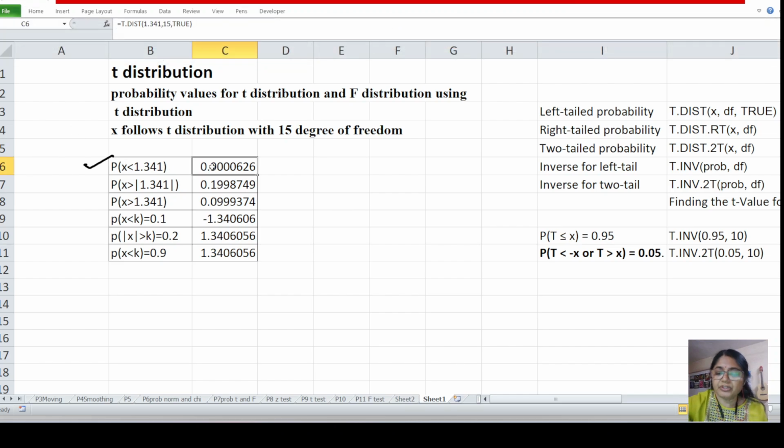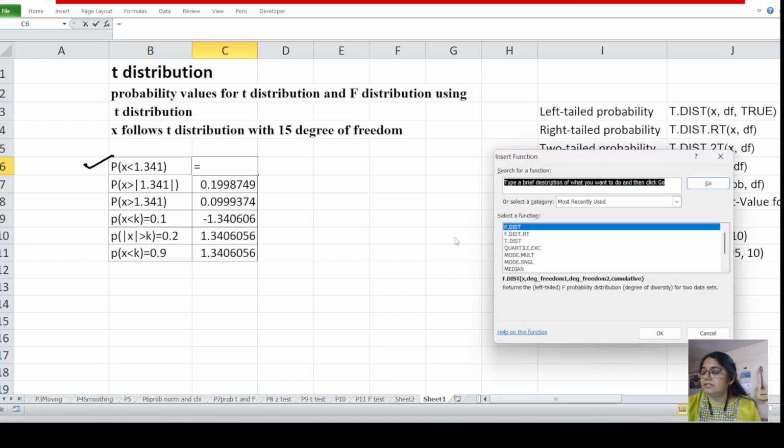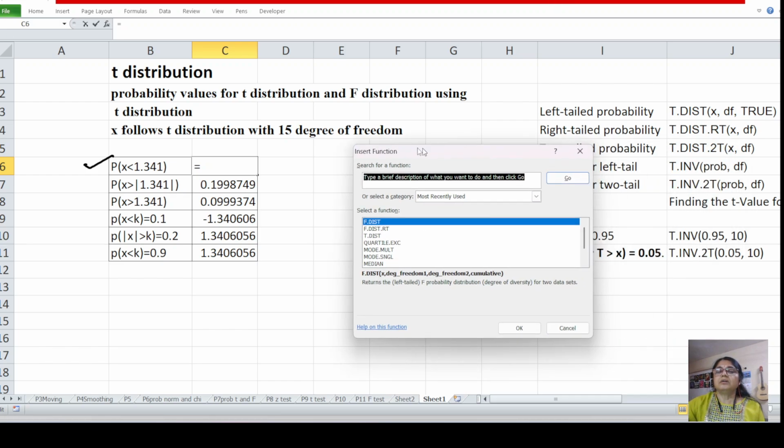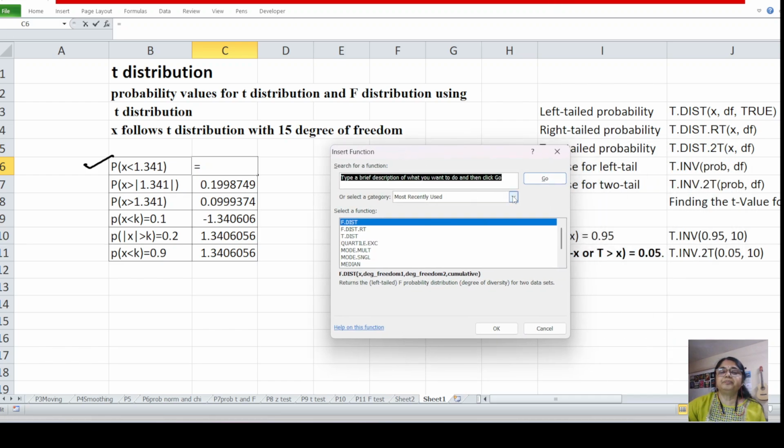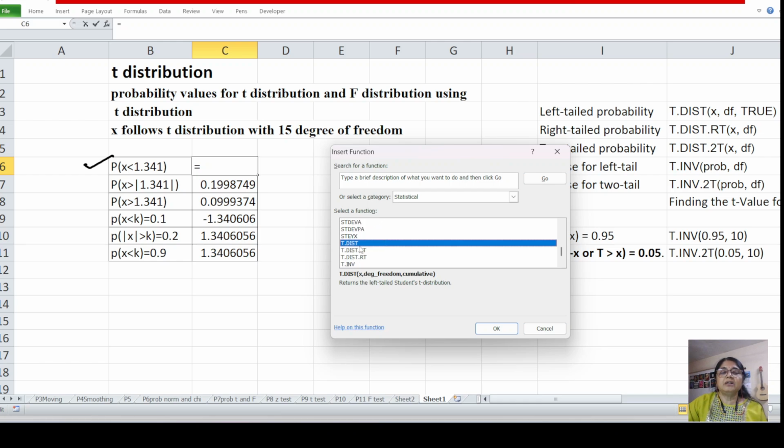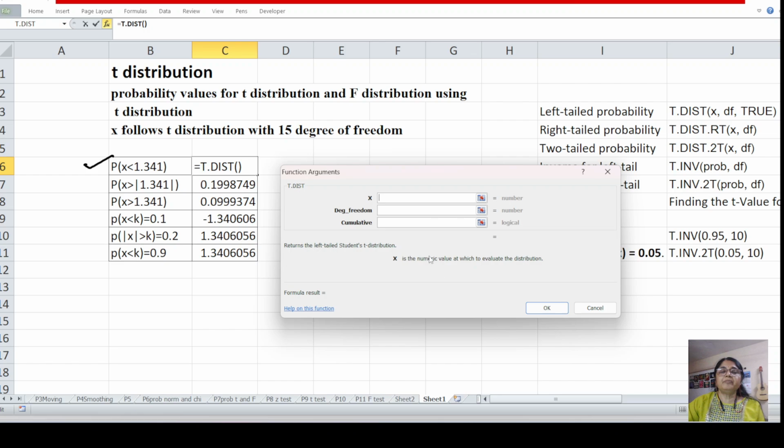I will use this function: go to fx, and from this we will select the statistical function, and then in that the t distribution is there. We use T.DIST for left tail, T.DIST.2T for two tail, and T.DIST.RT for right tail, right? So for left tail we will use this first one. Select OK, and here x is given as 1.341.